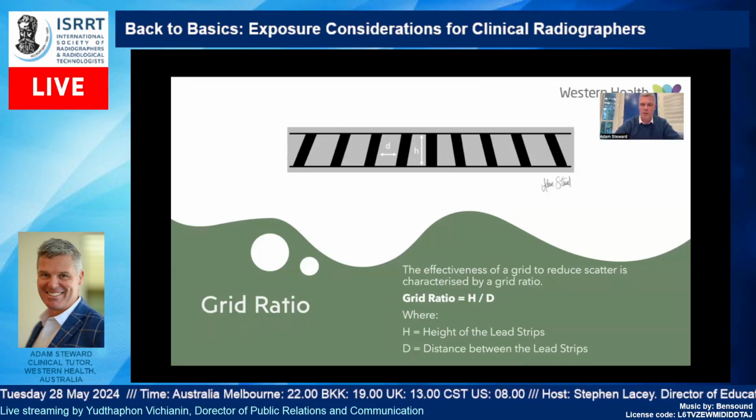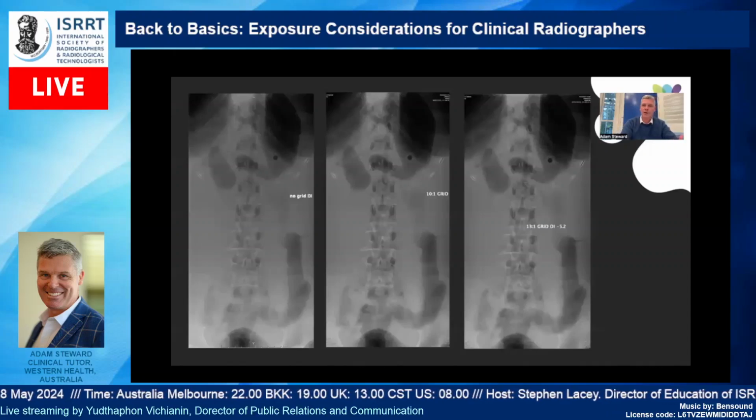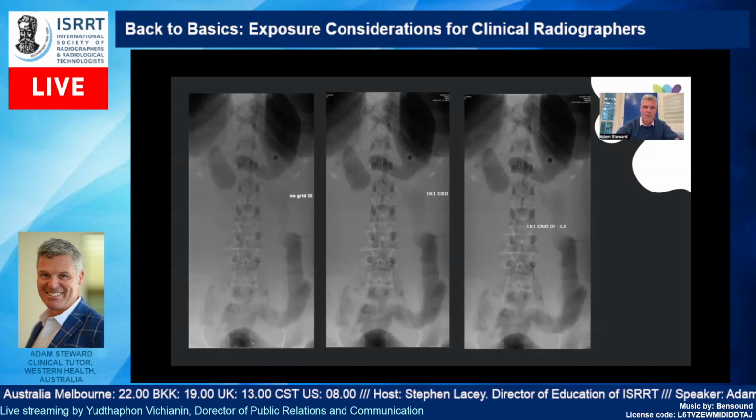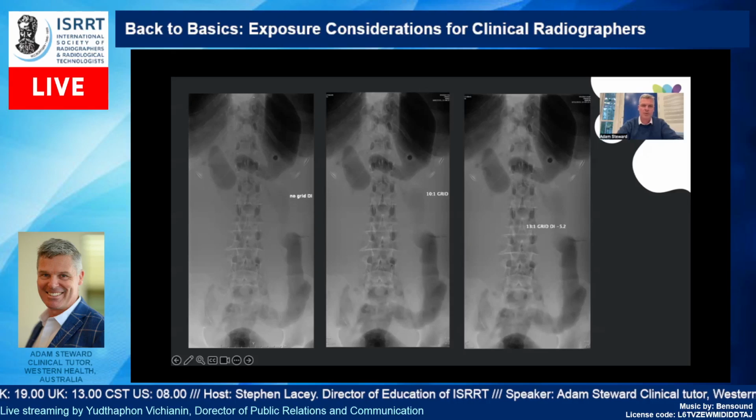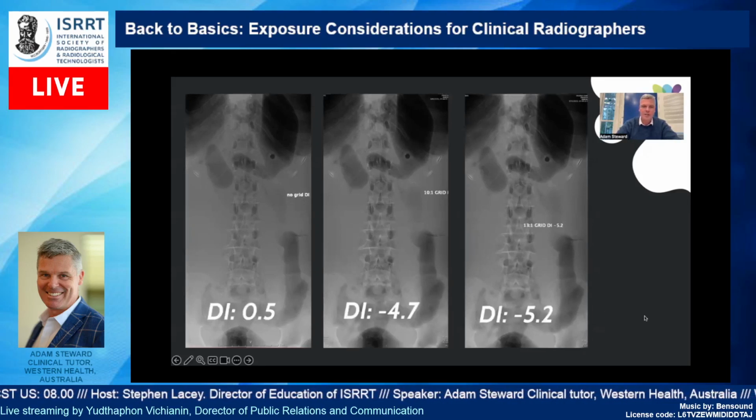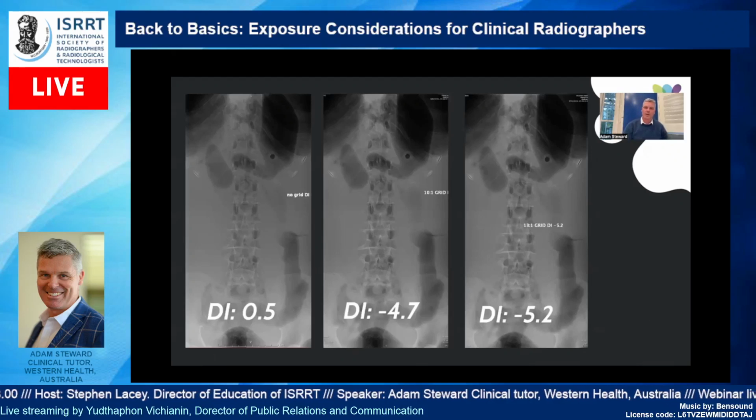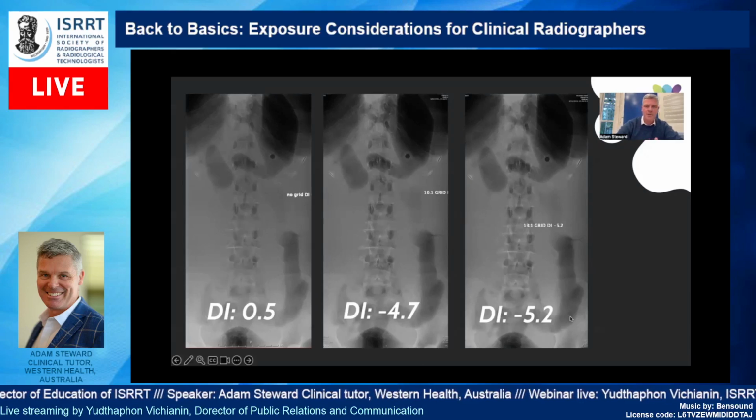So we understand the grid ratio. We have certain grid ratios available to us at Western. We did our study, and basically what we did was we tested it. The only thing we changed in this instance was the grid itself. The first one you can see we did with no grid, the second with a 10-to-1 grid, and then a 13-to-1 grid. And you can see these are the DI values we got. From no grid to the 10-to-1 grid, it changed in the order of about 5. And from no grid to the 13-to-1 grid, it changed by a factor of about 6.